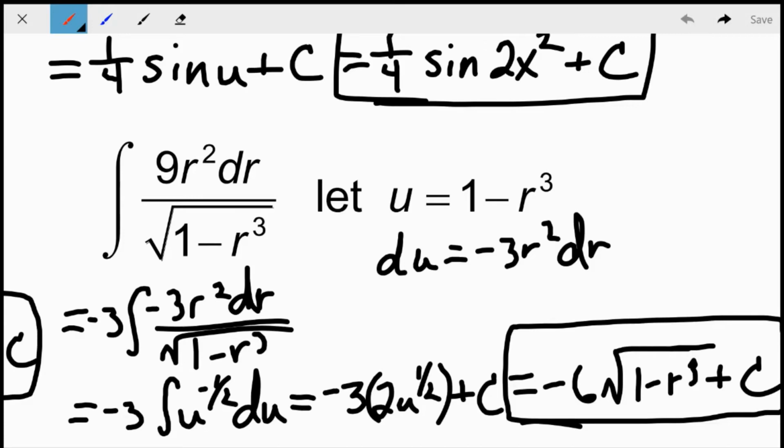And this whole integral can be simplified down into u to the negative 1/2. And then from there, it's just power rule and make sure you substitute back in for the u. So again, pretty simple to do.